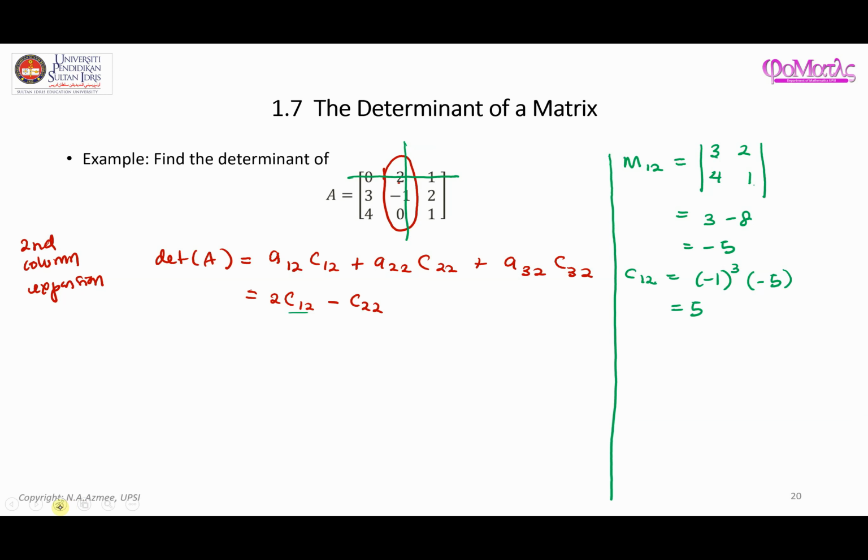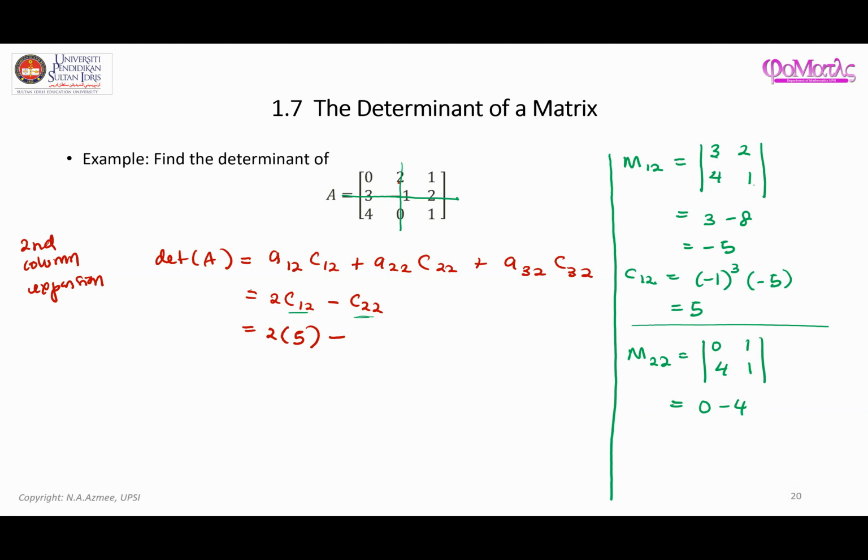So we can write down the result here. 2 times 5 is 10. So this is minus. Now we need to find C22. Here we start off with finding the minor of it. M22 means you need to delete the second row and second column. So here we have the values 0, 1, 4 and 1, and this becomes 0 minus 4.